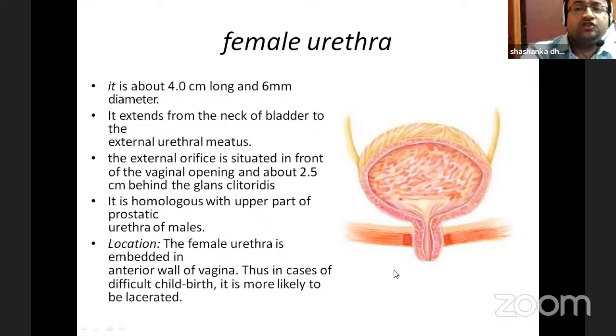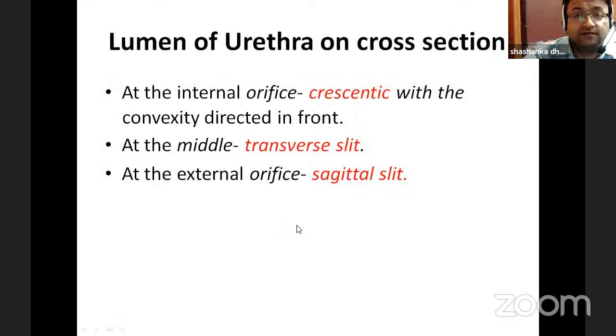A short look at the female urethra: it is only about 4 centimeters long and 6 millimeters in diameter, and extends from the neck of the bladder to the external urethral meatus. The external orifice is situated in front of the vaginal opening and about 2.5 centimeters behind the glans clitoridis, or the clitoris. It is homologous with the upper part of the prostatic urethra of the male. The female urethra is embedded in the anterior wall of the vagina. Thus, in cases of difficult childbirth, it is more likely to be lacerated.